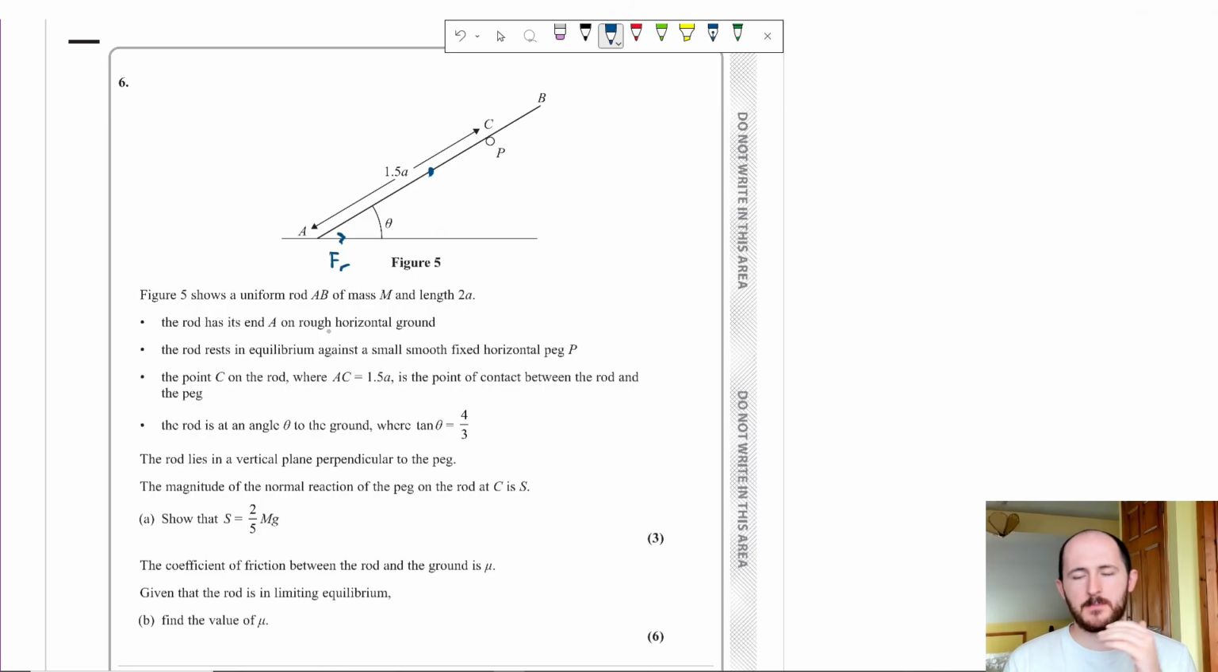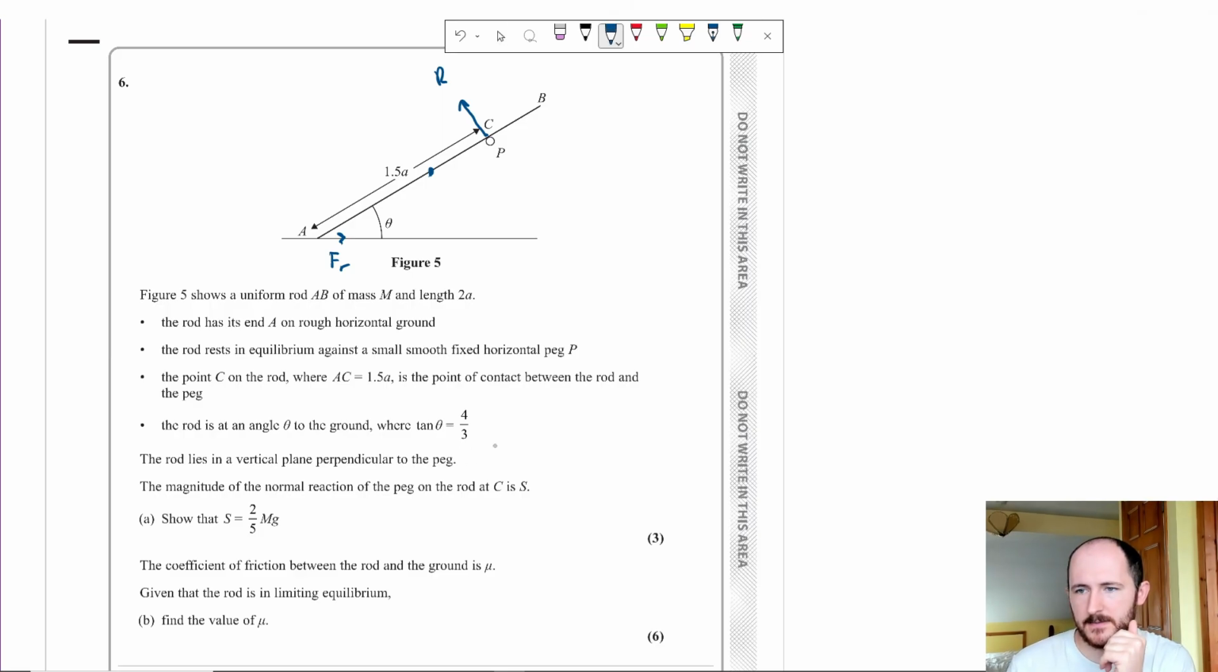Rough horizontal ground, so that means there's going to be friction pointing this way. The reason why I know it's pointing to the right, not to the left, is if you think about it, if this is leaning on something, it's only going to slide downwards like this, which means friction would oppose that motion. Again, smooth horizontal peg, cool, so we're still going to have some kind of reaction force from there because it's resting on the peg. A point C on the ground, between the point of contact and the peg.